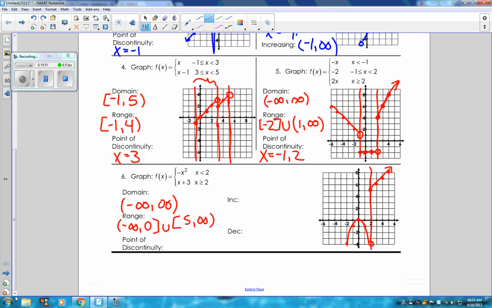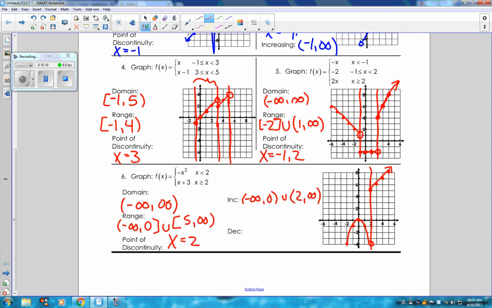Points of discontinuity: X equals 2. At what point am I increasing from? Negative infinity to 0, and 2. You don't have to write it this way, but I'm just saying that it's this with this.